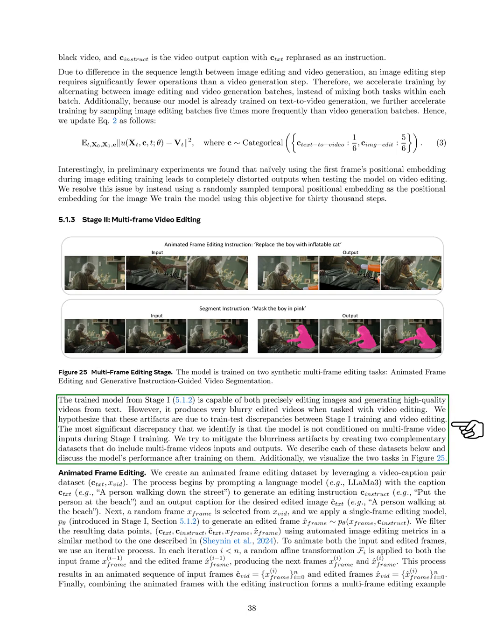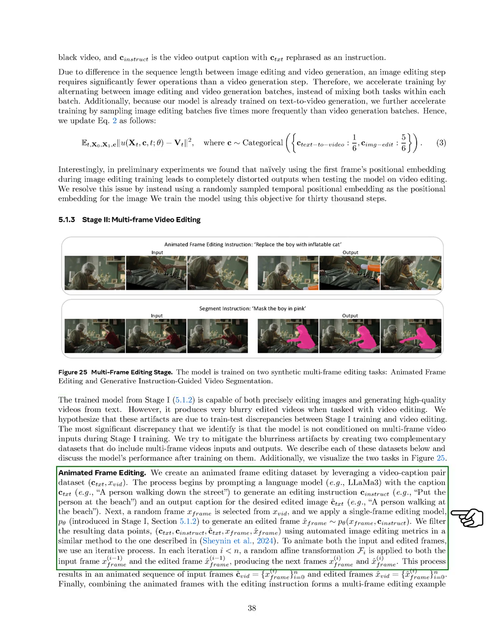Animated frame editing. We develop an animated frame editing dataset using a video caption pair dataset. We prompt a language model to generate an editing instruction and an output caption for the desired edited image. We then select a random frame from the video and apply a single-frame editing model to generate an edited frame. To create an animated sequence, we apply random transformations to both the input and edited frames iteratively. This results in a series of animated frames combined with the editing instruction.